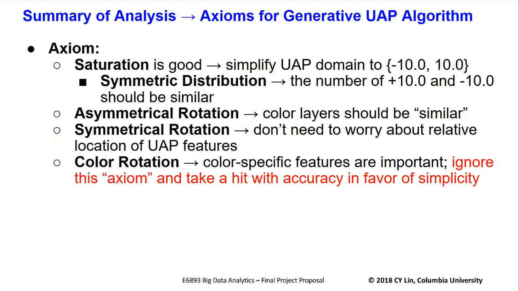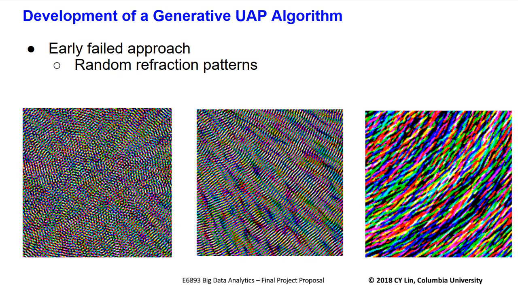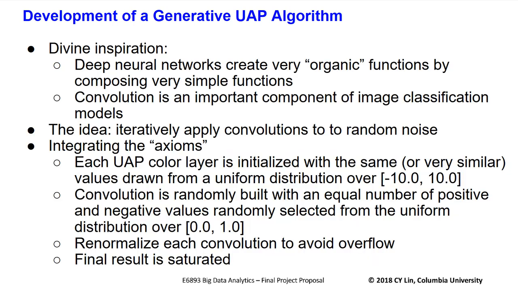Summarizing everything here, the key takeaway is that I'm going to ignore color rotation. That is, for my algorithm, I'm going to initialize all layers with the exact same random noise and evolve them the same. We're going to see how that works out. Here are some initial failed attempts until I settled on a final approach based off of two observations.